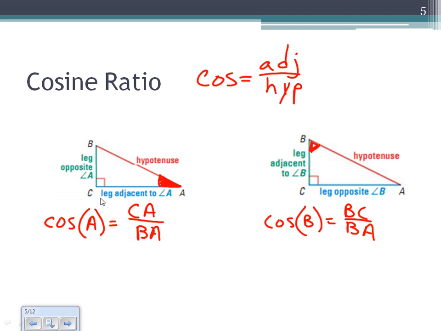Alright, so that's all we're doing for now, okay? Just getting you used to picking out the adjacent, the opposite, and the hypotenuse, okay? Nothing's changed from tangent, except now we have different sides that we care about.